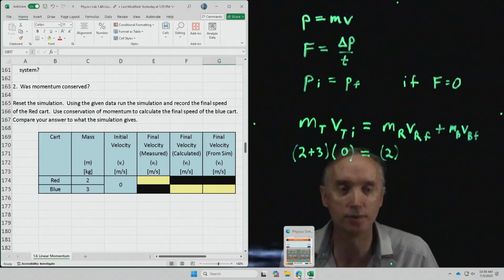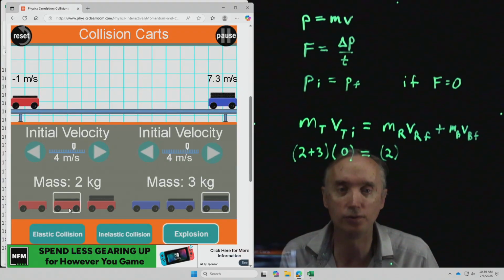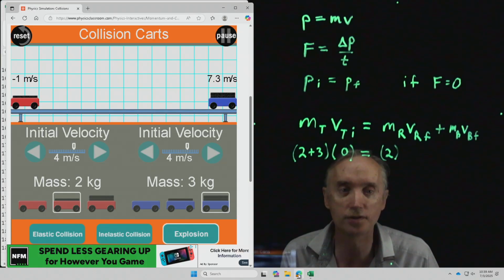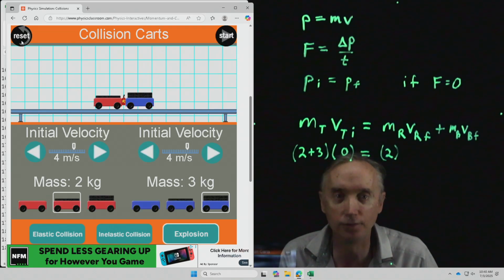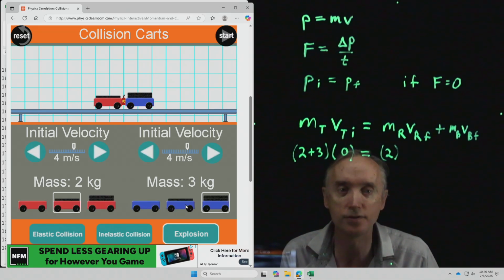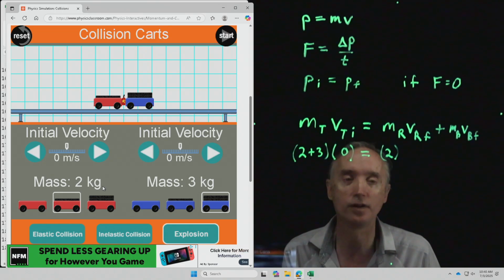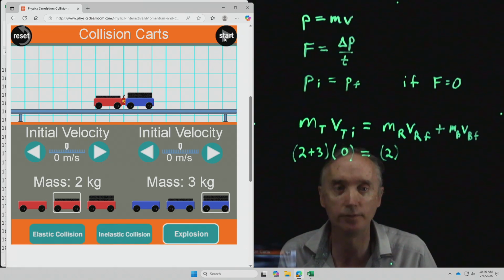So let's go ahead and put the simulation back up. So we need the red one to be a 2, and then we need the blue one to be a 3, so that's good, and then we need the velocity to be 0. Oh, need to reset it. Okay, so this didn't change, that didn't change. Now we're going to put this back on 0. So the initial velocity was 0. Okay, now we're going to start it.